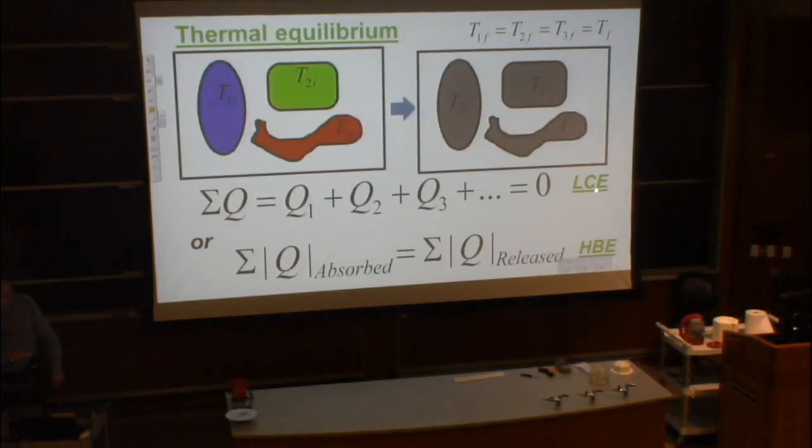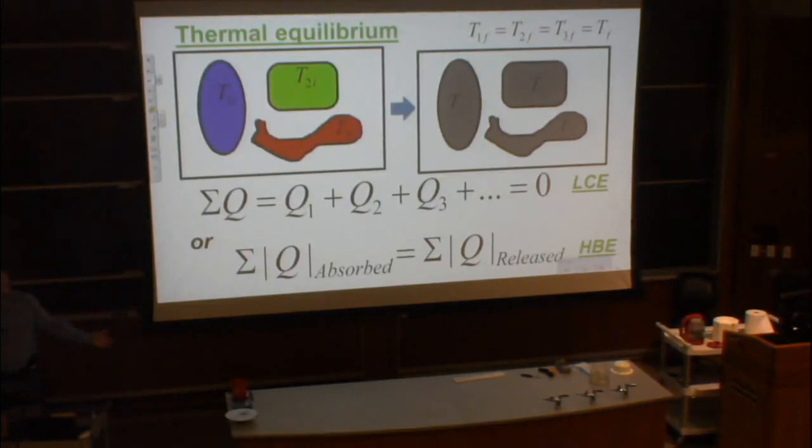The law of conservation of energy says there is no change in energy. So a Q represents the change in energy, absorbing or releasing. So if we add all amounts of energies for all objects, some should be positive, some should be negative, and the sum should be equal to 0. Of course, we call it heat balance equation.